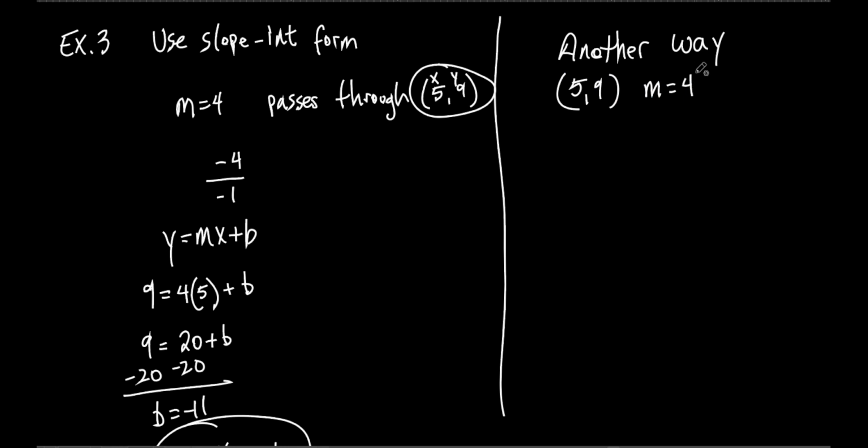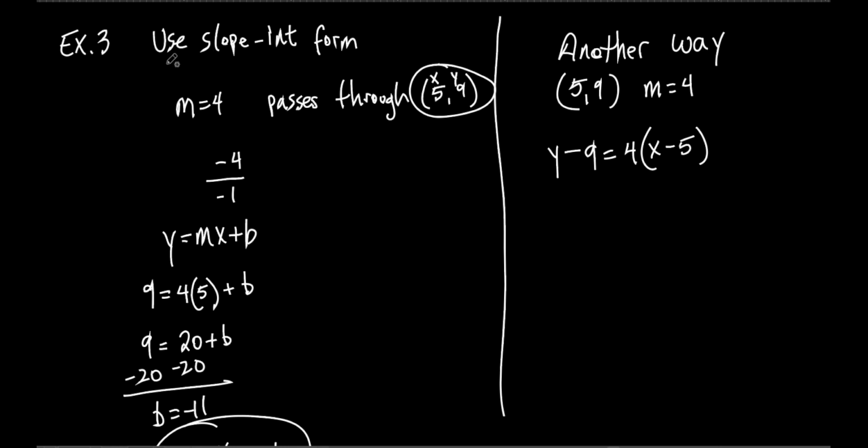What form of an equation of a line do we know that we can use a point and a slope? Point slope form, okay? Exactly right. So let's see if we can put it in the point slope form. I've already written it down up top there, so I'm just going to fill it in. So it's y minus y1. What's our y1 here? It's 9 equals m, which is 4, times x minus x1. What's our x1 here? It's 5.